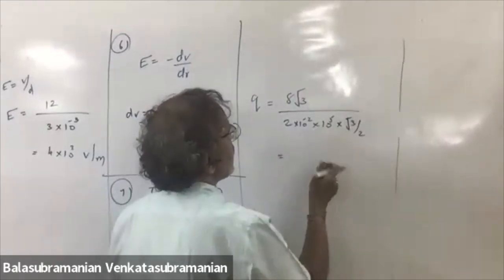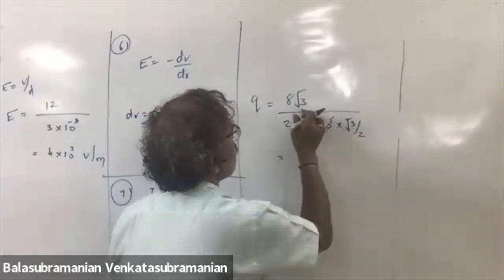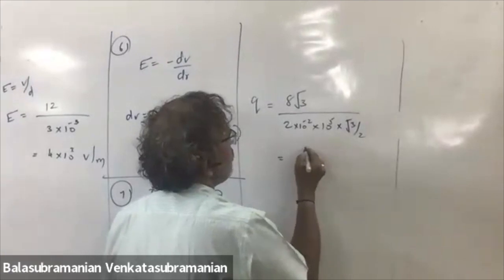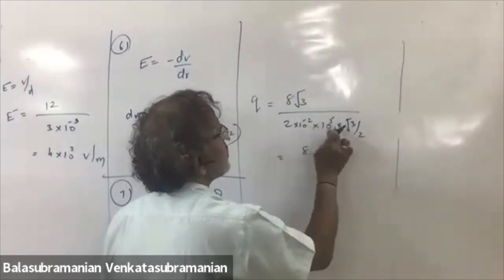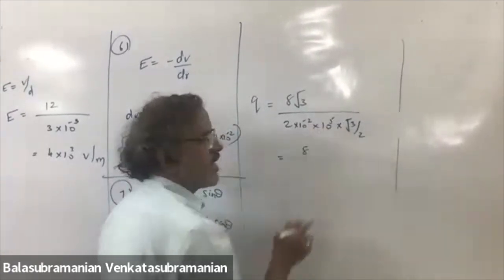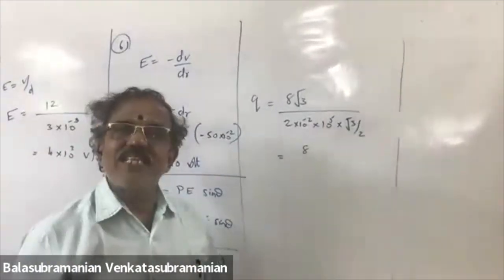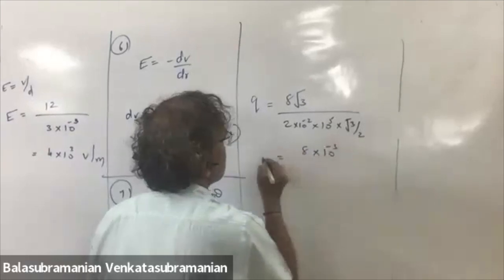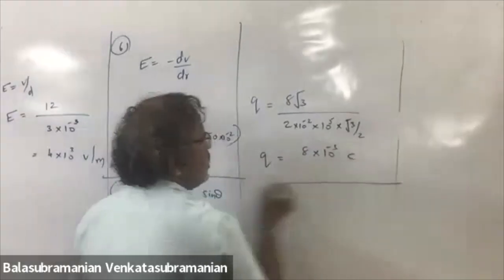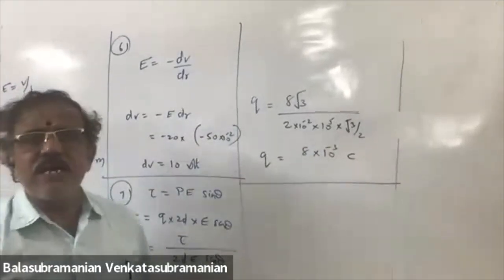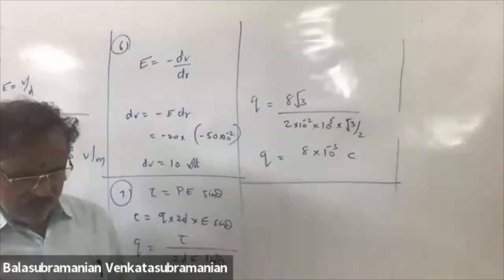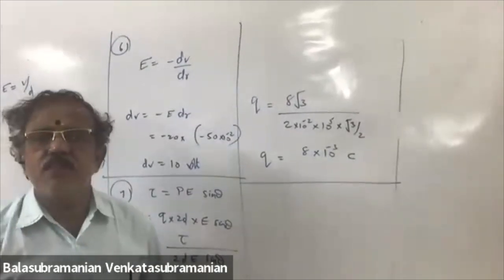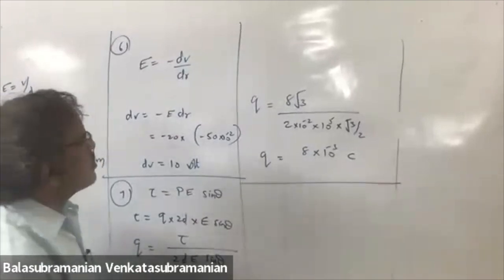2 will go to numerator, 2 cancels, √3 cancels. So 8 into, this is 10 power 5, 10 power minus 2 will become 10 power 3. 10 power 3 numerator will become 10 power minus 3. So you will get 8 into 10 power minus 3 coulomb. Straight.